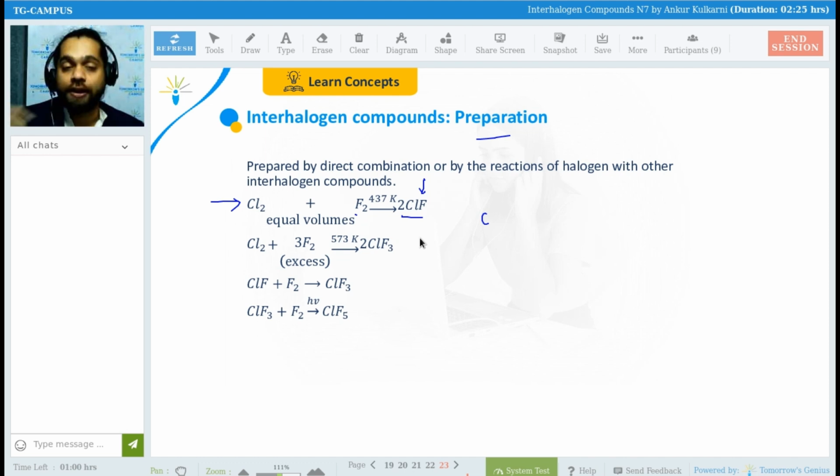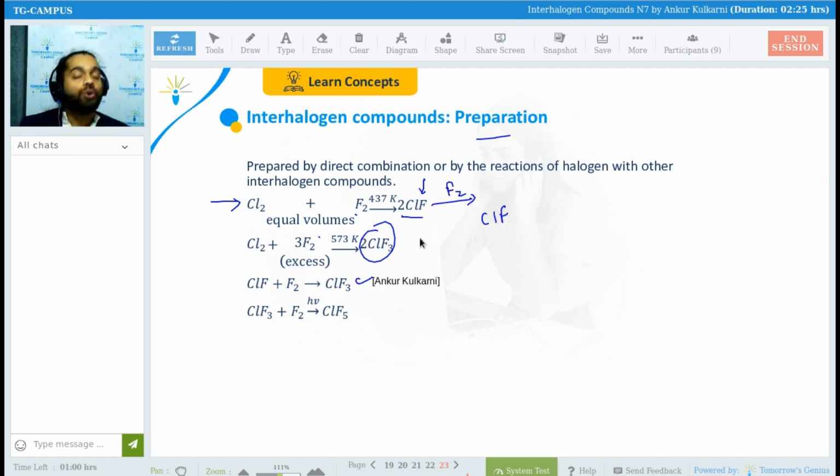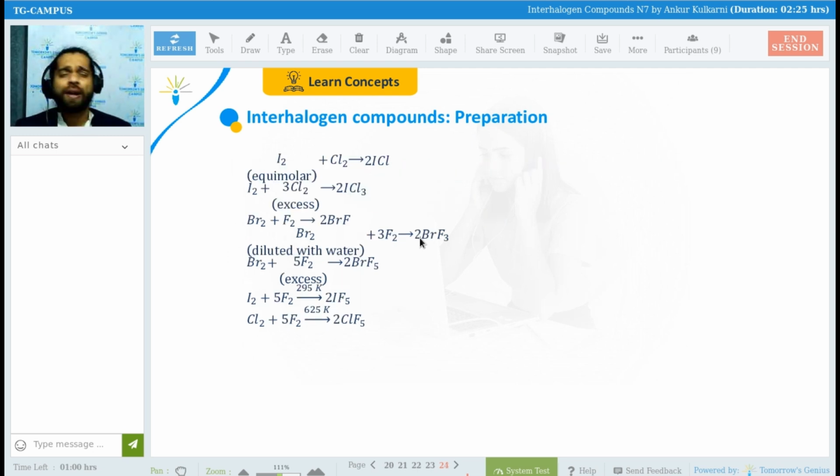Correct? Chlorine fluoride. So if I take the equal volume, I will get chlorine fluoride. If I take fluorine in excess, obviously I will get chlorine trifluoride. Simple as that. And if I further react ClF3 with more fluorine, I will get chlorine pentafluoride.